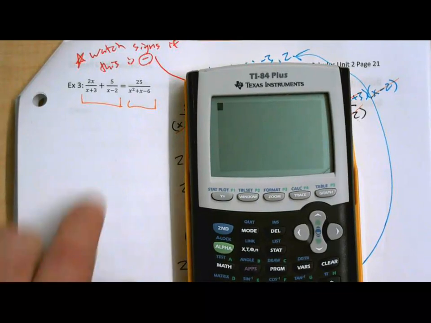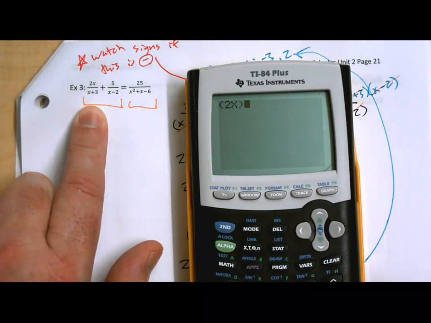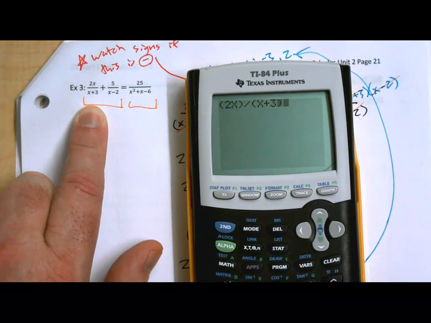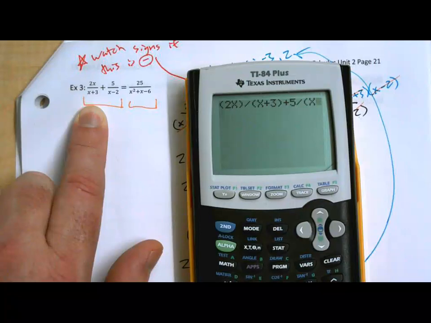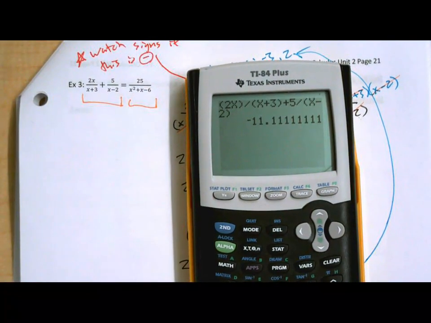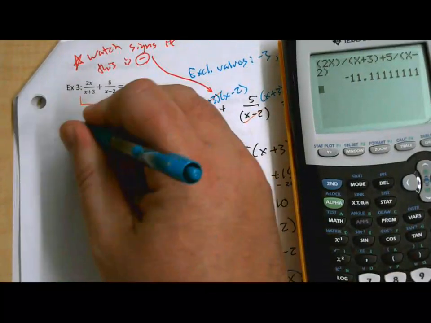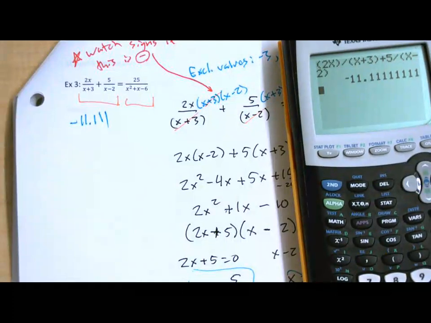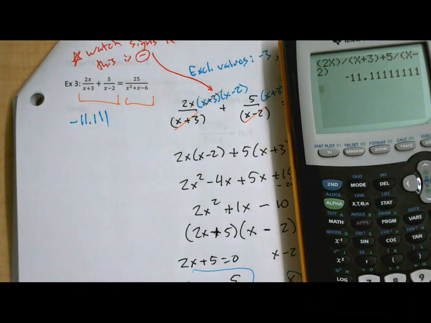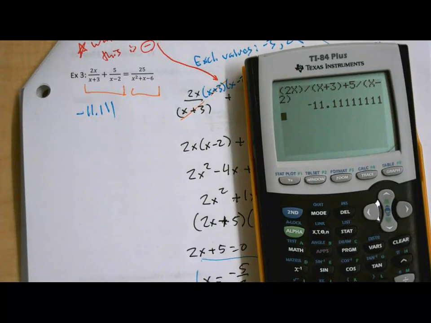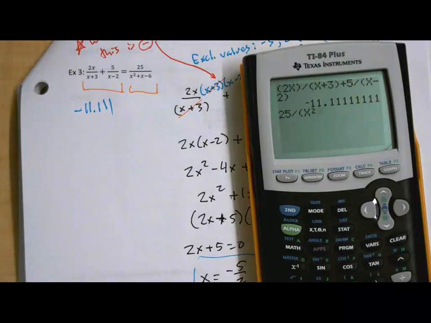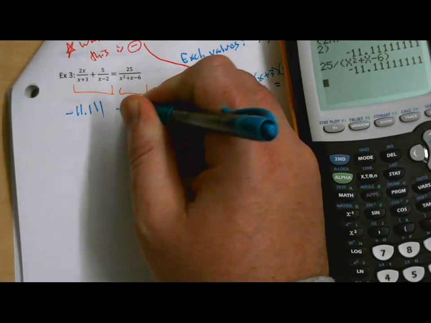All right, so I'm going to type in 2x over x plus 3. Don't forget your parentheses. Plus 5 over x minus 2. And if you've typed everything in correctly, you should get negative 11.1 repeating. Hopefully, when I type in the other side of that equation, I should get the same thing again. If I did, then I know that I solved this correctly. So 25 divided by x squared plus x minus 6. Fingers crossed. Yes! Check.